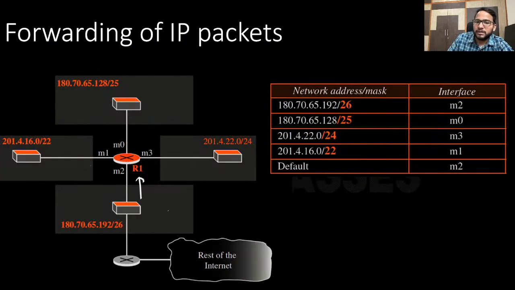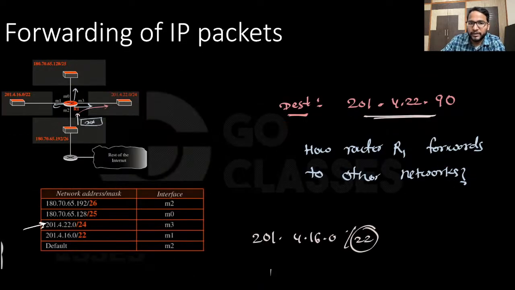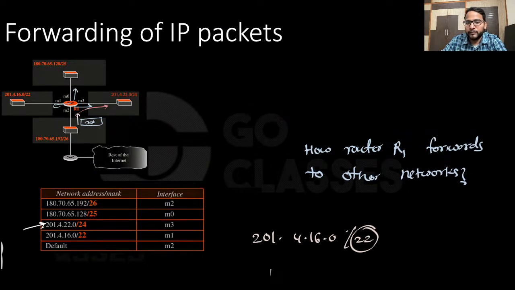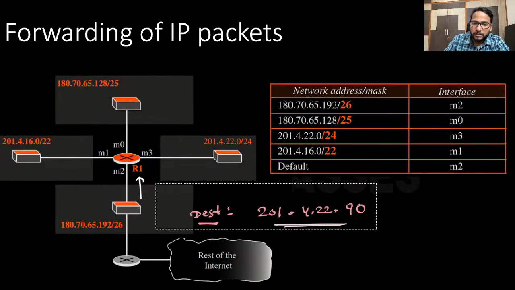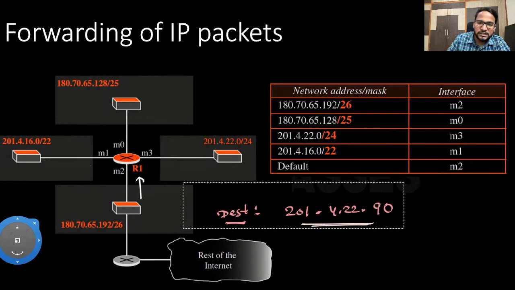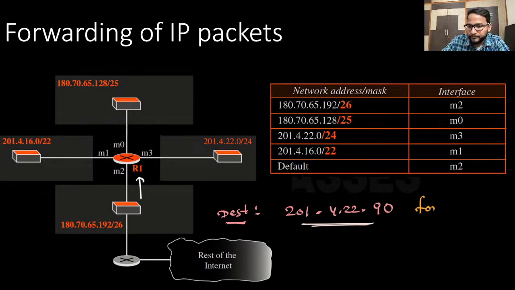So that's how it works. If the destination address with that IP address is coming, then it will forward to M3. Now you know how the forwarding works, right? Okay. So if this destination address is coming, then forward it to M3. Now let's just check how to do it.